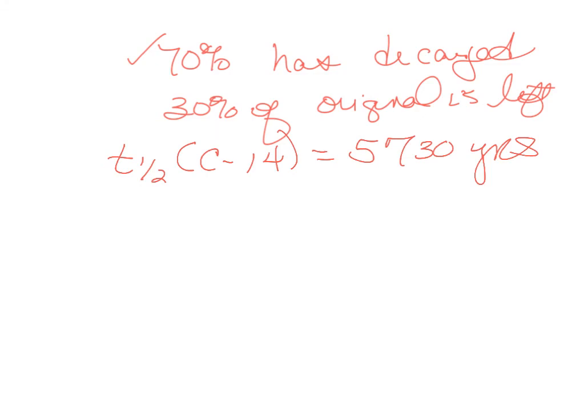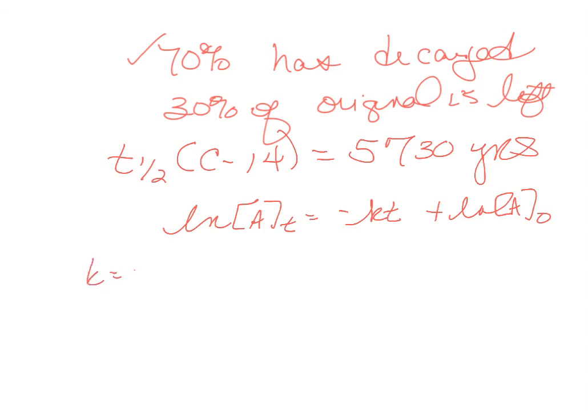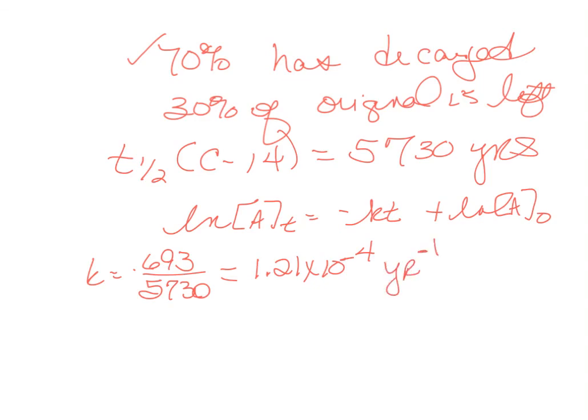All right, and so I'm simply going to use first-order integrated rate law. And I know that I need to find K, the rate constant, first. So K is going to be 0.693 over the half-life. You're going to probably memorize this number after a while. And that is 1.21 times 10 to the minus 4. Again, it is a first order reaction, so the units are time to the minus 1, or 1 over time.